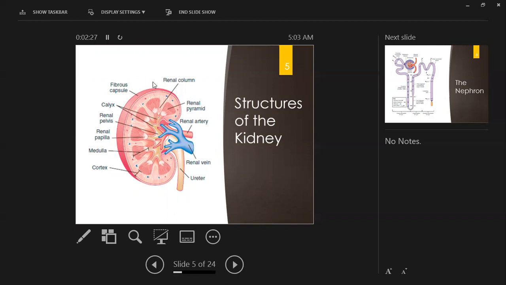Looking at the kidney itself, we have the fibrous capsule that surrounds the kidney, the cortex, the medulla, okay? We have the renal columns between and pyramids periodically throughout. We have the renal papilla. And then we have this renal pelvis region with the calyxes. And this is where we're going to collect the urine as it's produced for drainage down through the ureter.